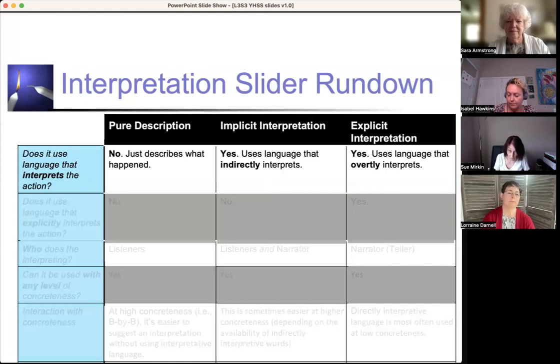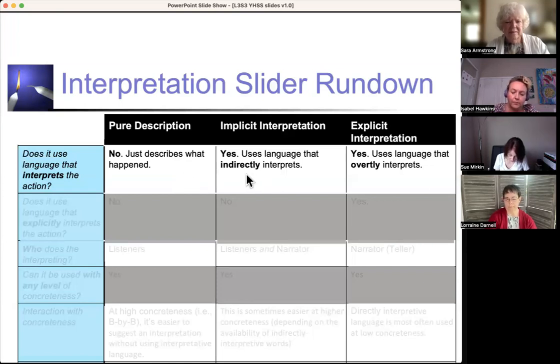All right, so these are our descriptions of the three bands. They're the equivalent of the frequency numbers in the rainbow. Right, and like in the rainbow, where the bands get close together, they go imperceptibly into the other. And so, again, this is not: describes what happened is one thing, and there's a hard border between that and uses language that indirectly interprets. Rather, we're moving from orange yellow to yellow orange. Right, so there's just the shading happening there.